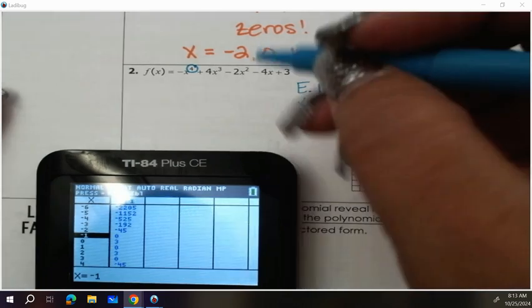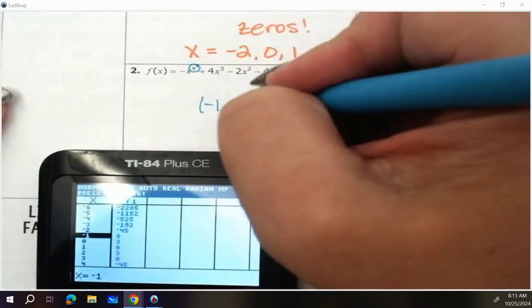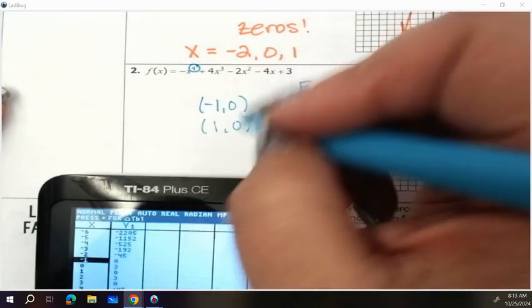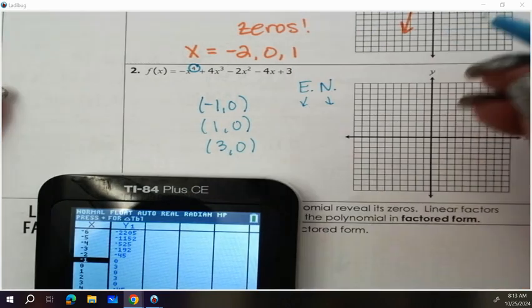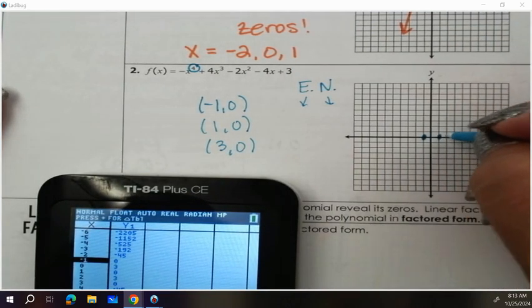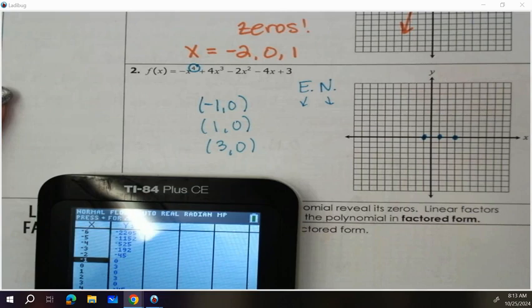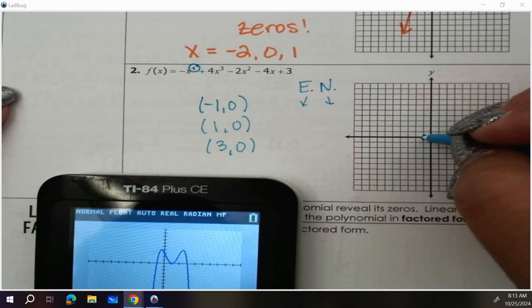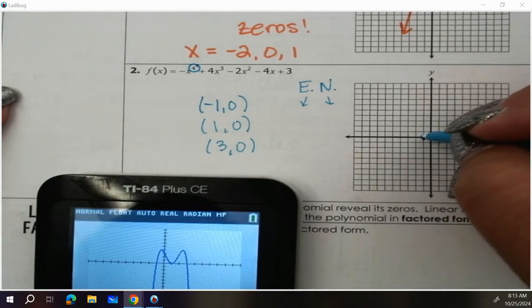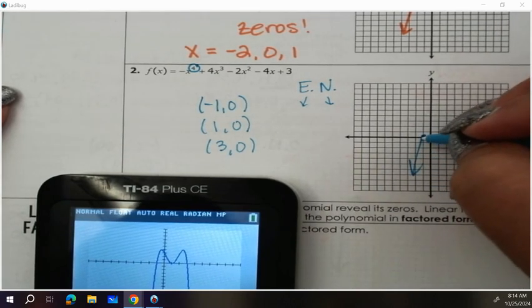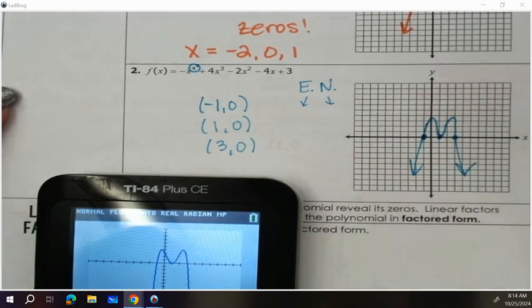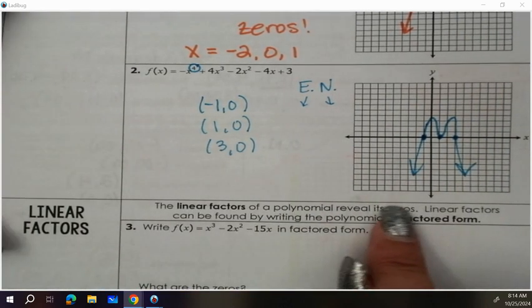Looks like negative 1, 0, 1, 0, and 3, 0. If I'm just doing a nice sketch, I'm not worried about my max and mins right now. I'm just worried about my zeros for this little part. We'll put it all together here in a minute. Coming up, bouncing here, up and back down. So my behavior is acting just like I knew it would.